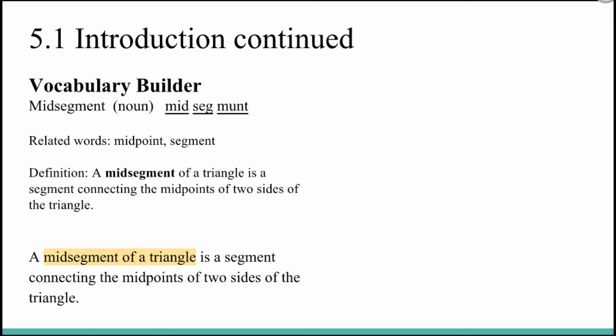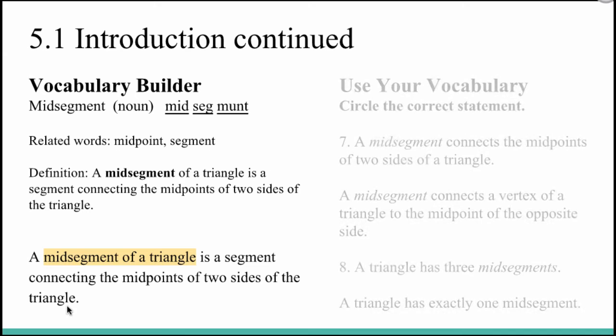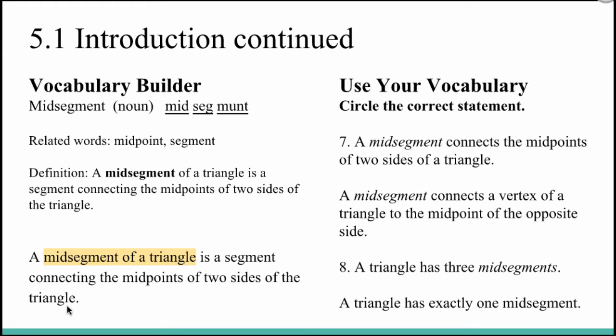Okay, so a midsegment is a noun, and it's basically just a part of a triangle which connects the midpoints of two sides of a triangle. So basically a midsegment connects the midpoints of two sides of a triangle, and a midsegment connects a vertex of a triangle to the midpoint of the opposite side. And a triangle has 3 midsegments.